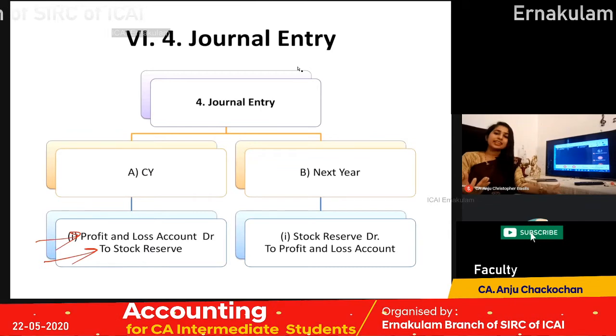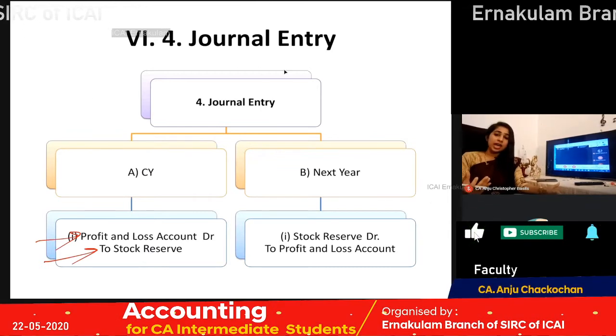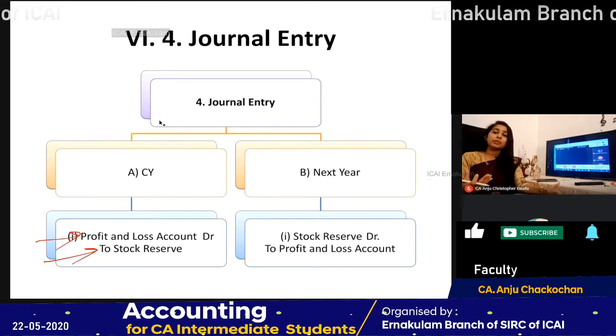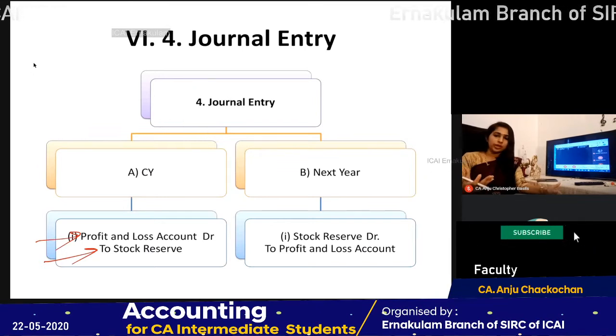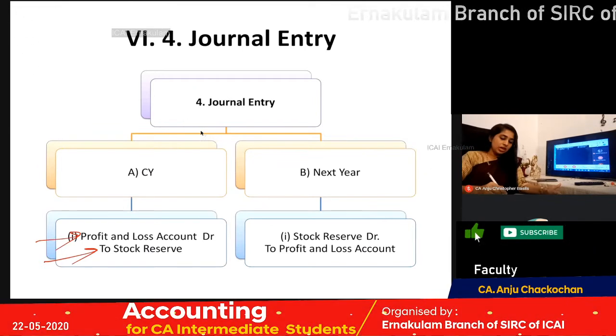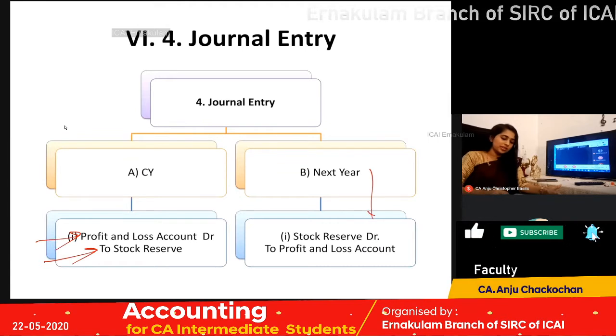The reason being, in the next year, if we are able to sell these goods, we'll be able to realize the profit out of it. Okay. And that profit can be recognized. So in the next year, we just have to reverse the journal entry.